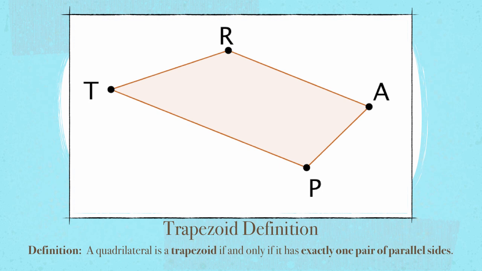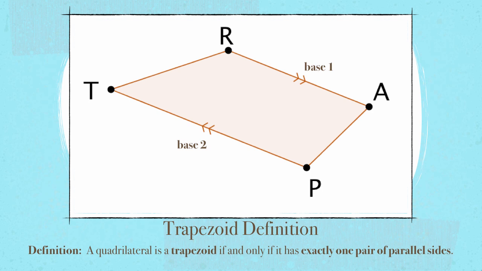A quadrilateral is a trapezoid if and only if it has exactly one pair of parallel sides. So in this trapezoid, let's call it TRAP, I would know that, let's say, TP is parallel to RA. The sides that are parallel are called the bases. So maybe I'll call this base 1 and base 2. It doesn't have to be like that. You could have said maybe TP is base number 2, RA is base 1. Either way is just fine.